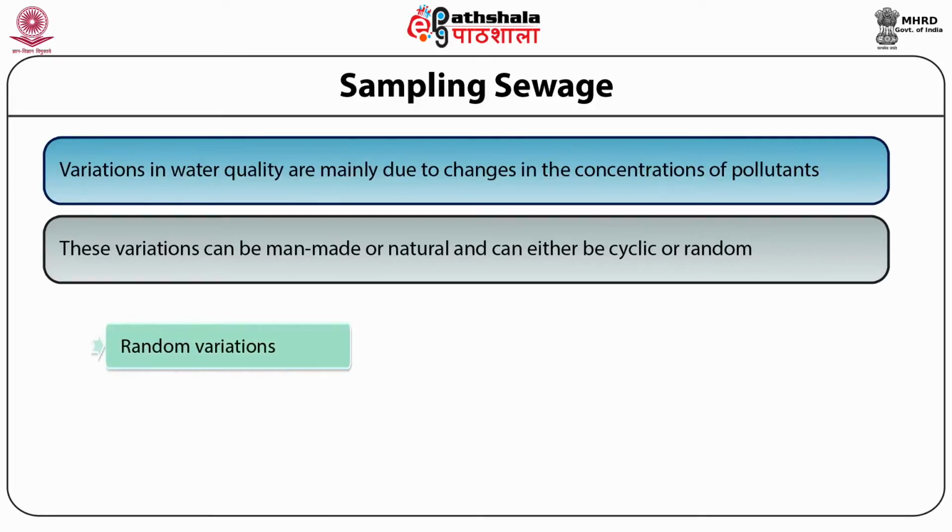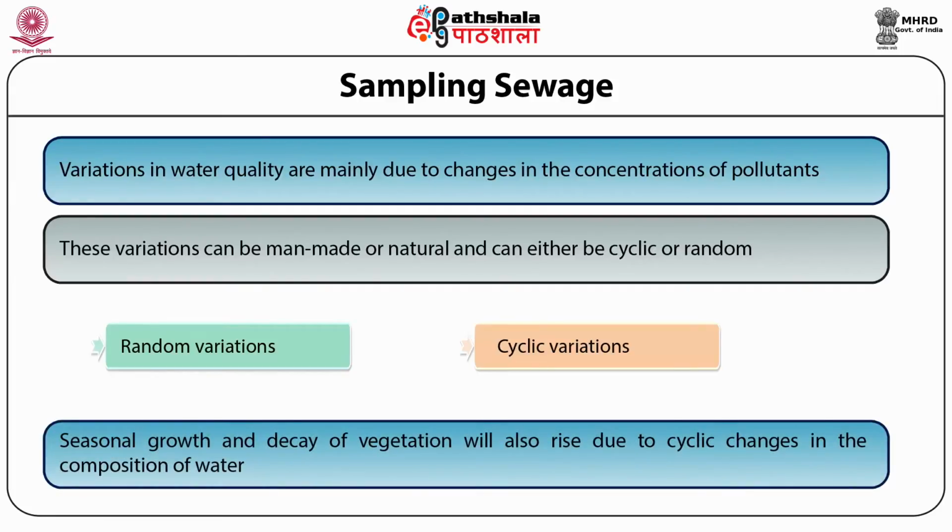The random variation occurs due to spasmodic, often unpredictable events such as accidental oil spills, sewage leaks, overflows, etc. And the cyclic variation may be a result of regular seasonal changes triggering certain natural processes such as rainfall, snow melts, and seasonal temperature changes altering the ecosystem. Seasonal growth and decay of vegetation will also give rise to cyclic changes in the composition of water.